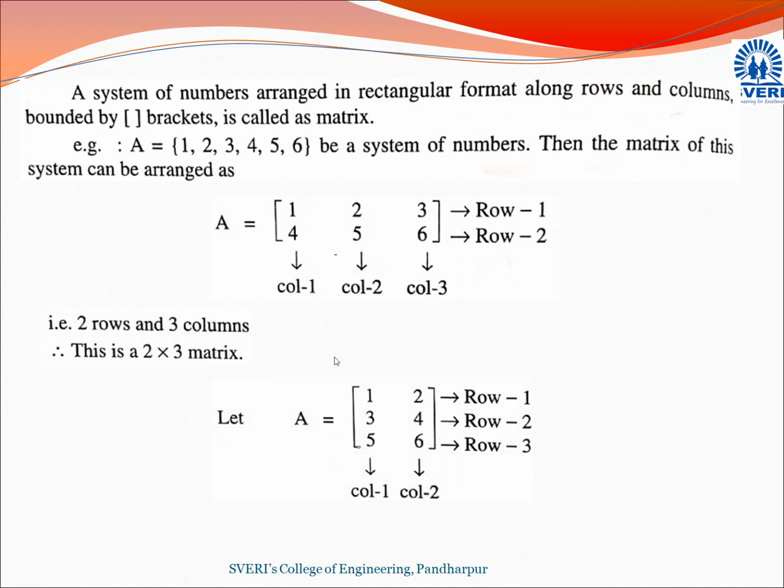is 2 by 3. Now the same numbers we can write in square bracket using only 2 columns: 1, 2, 3, 4, 5, 6. There are 3 rows and 2 columns, so it is a matrix of order 3 by 2.